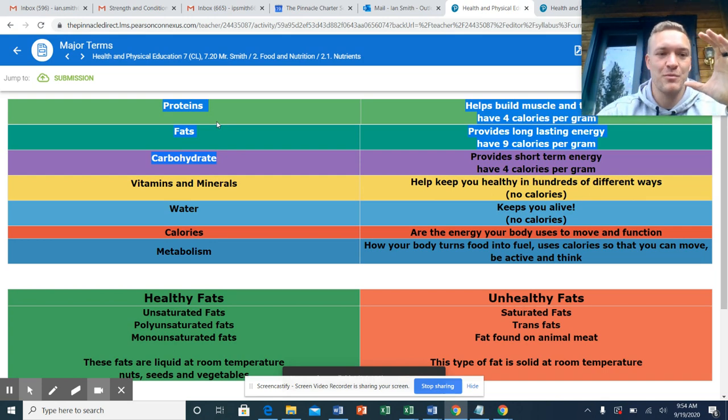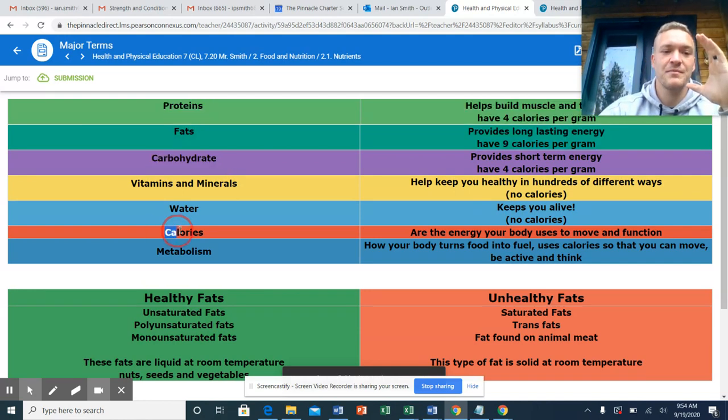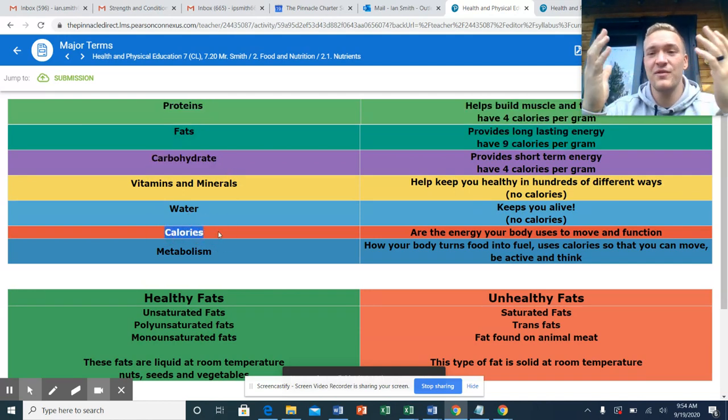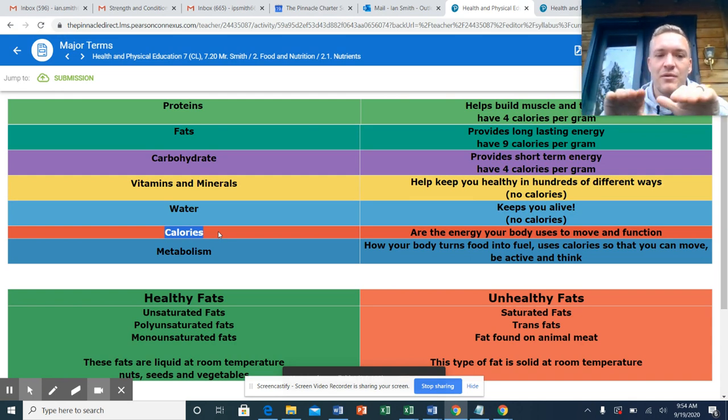So our macronutrients are proteins, fats, and carbohydrates. They give us energy. That energy is called calories. So when we're running around or even doing anything, even when you're sleeping, you're burning calories. And your base level, how fast your body burns calories, is called your basal metabolic rate, or your BMR. And I will quiz you on this later.